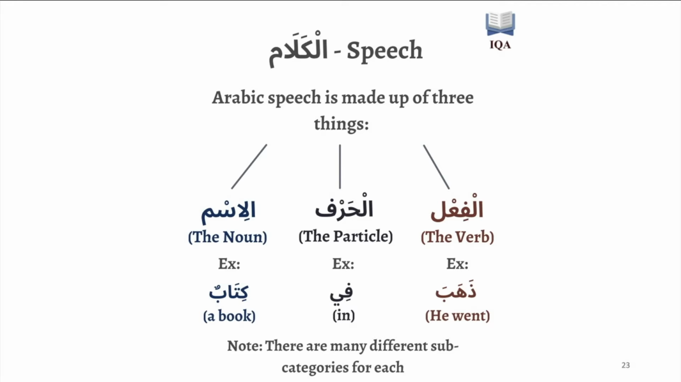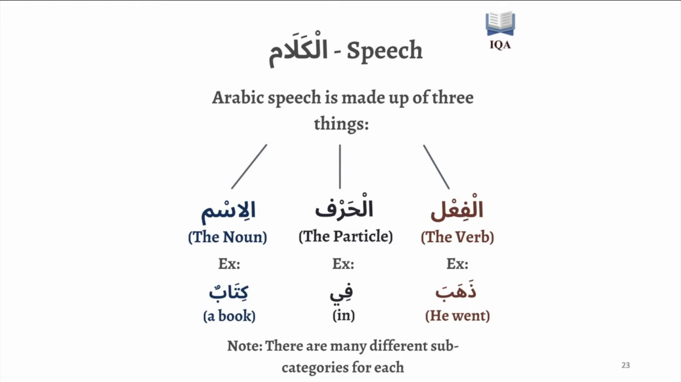Then we have al-fi'lu. Al-fi'lu is a verb, which is very simple. It's a word that indicates an action, like dhahaba, which means he went, khalaqa, which means he created, abada, which means he worshipped. So any single word I'm going to find in the Arabic language is going to be one of these three things, and I'm never going to find any word that's not one of these three things in Arabic speech.